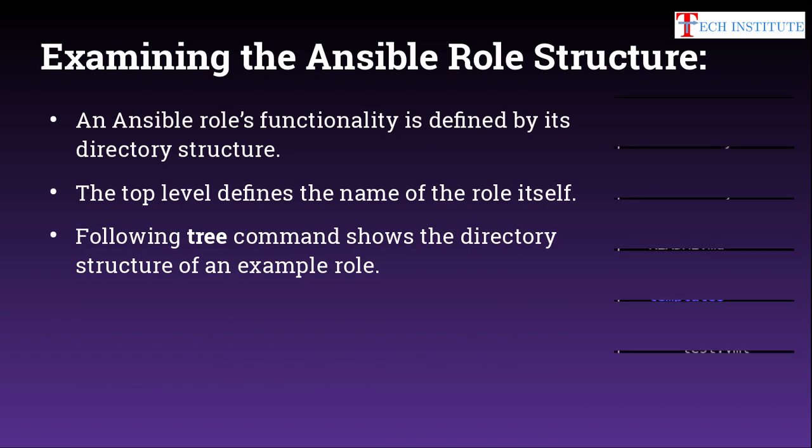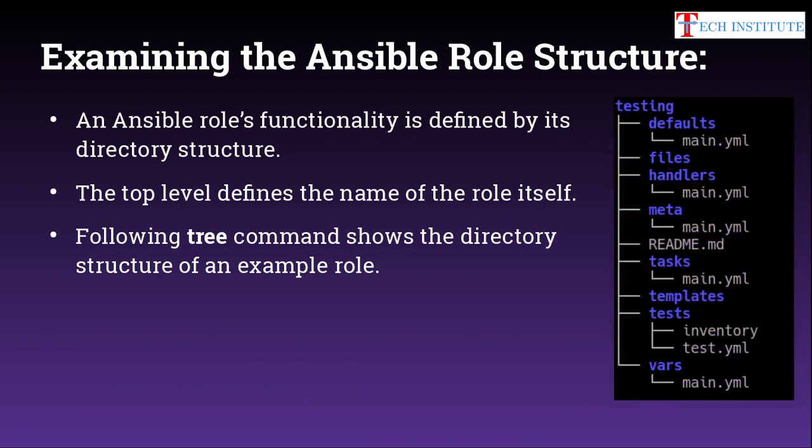Here you will see one example: the main directory is testing, and under this it has multiple directories like defaults, files, handlers, meta, tasks, templates, tests, vars. So testing is the name of the role, and each directory contains specific files for the role to be complete. Defaults is to have default values for variables. Similarly, files can host static files, and templates can go to templates. Tasks will have the tasks. Detailed information about this directory structure we will see in our next slide.